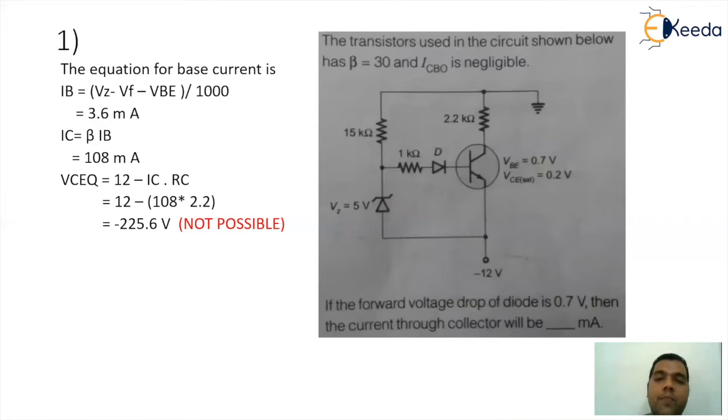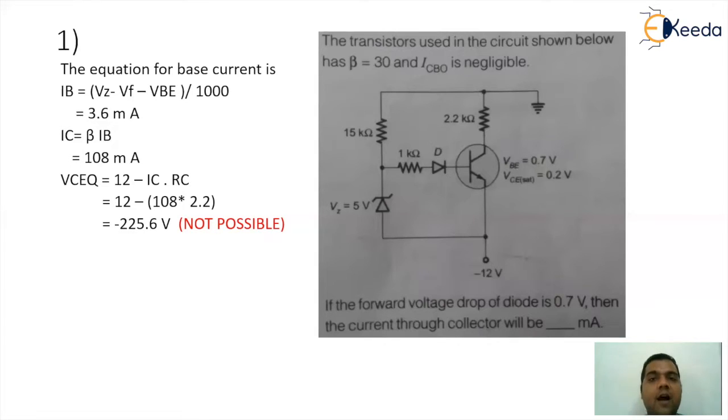What we need to interpret here is that IC is beta times IB, which comes to around 108 milliampere. If I calculate the saturation collector current, it is simply 12 volt divided by 2.2K. The IC value we got is actually bigger than IC SAT. This implies the device is in the saturation region, and that is the reason the VCE SAT value of 0.2 volt was given.